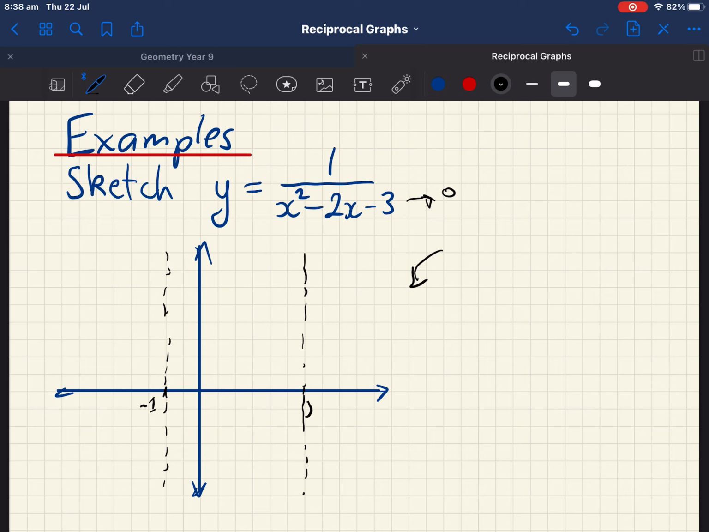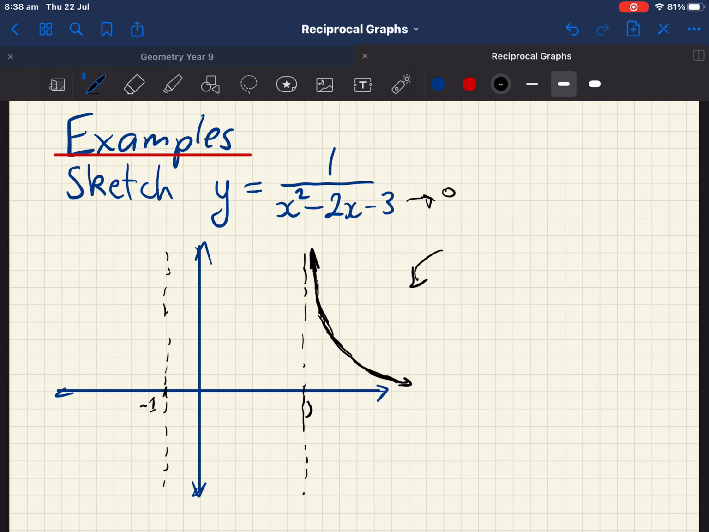We know as x gets large, our function's going to be going down to 0 from the positive end. That's why I say it's going down to 0, not up to 0. So our function's going to be going down to 0, and as it gets closer to the vertical asymptote, it's going to be going up to positive infinity.